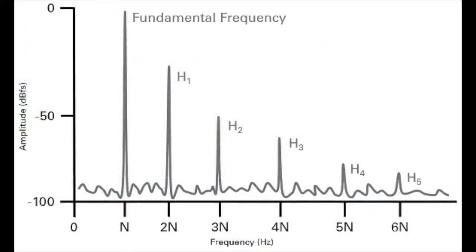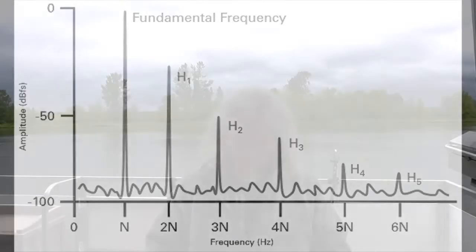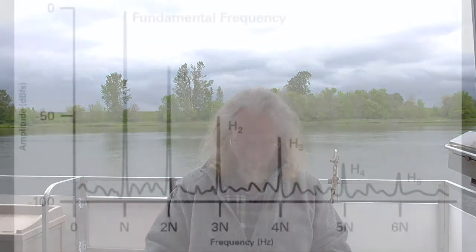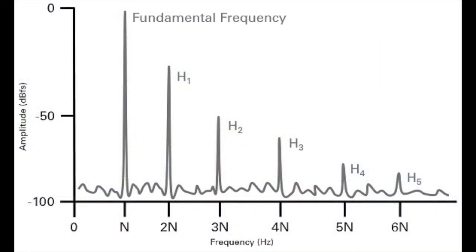There's the fundamental at 0 dB, I guess, in dBFS, that's dB full scale. And there's N, then 2N is H1, 3N is H2, and 4N is H3, and I suppose those are supposed to be harmonics. I don't know. The thing is, H1 is harmonic 1. It's not the first harmonic. The first harmonic is the fundamental. That's always the first harmonic. There's no H1. Okay, you can talk semantics. You can say that's just semantics.